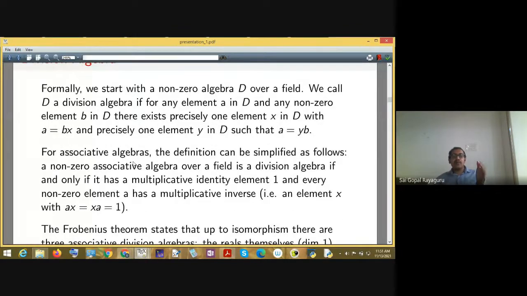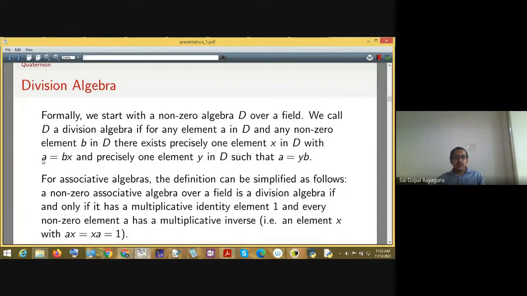When we come to an associative algebra, the associativity property holds, so that ax = xa = 1. In the division algebra we write a = bx and a = yb, so this x and y are different. When x and y are equal, then we can say that this division algebra is an associative division algebra.